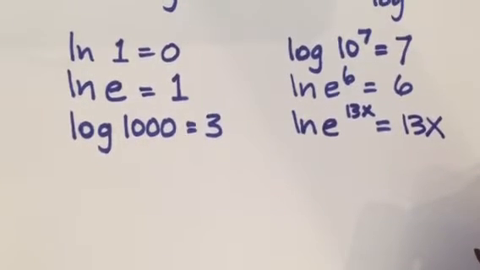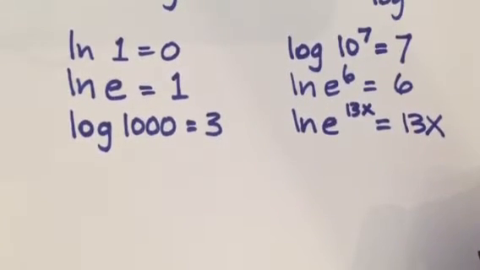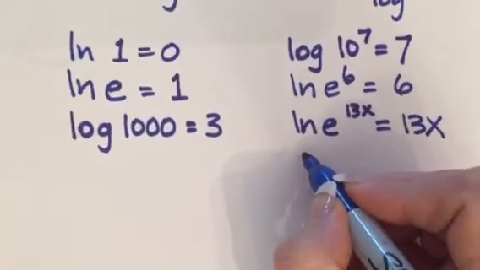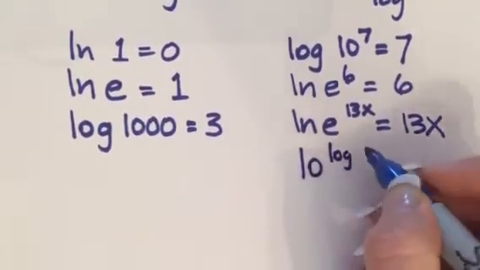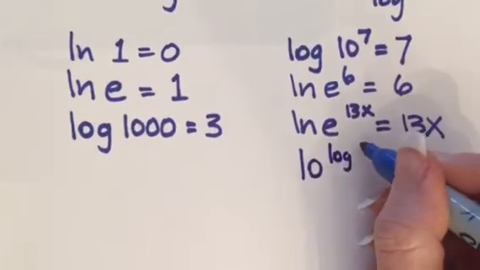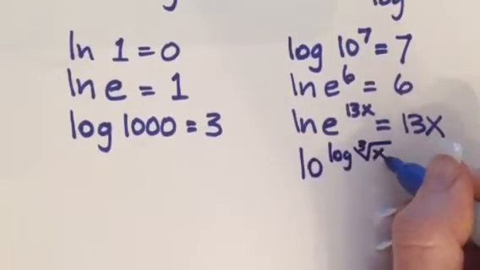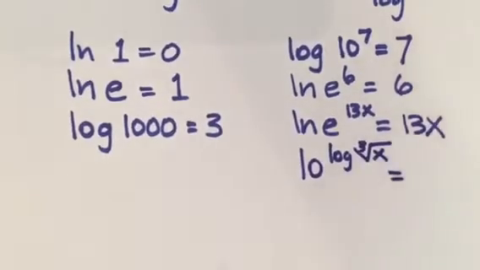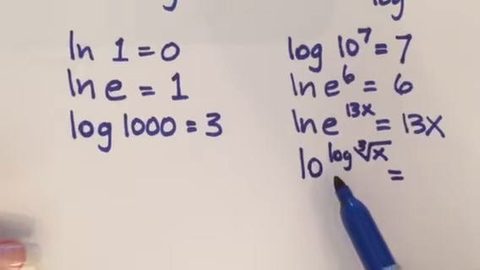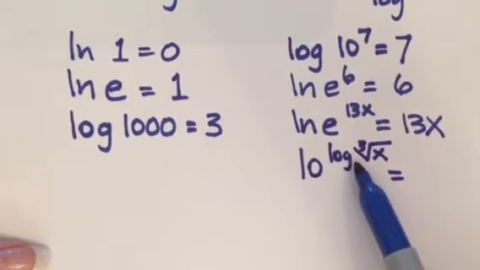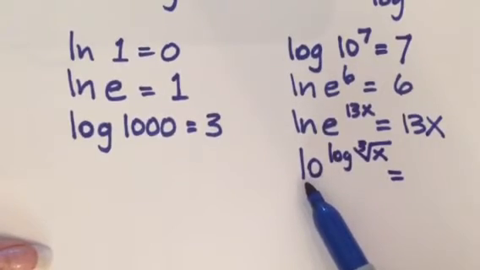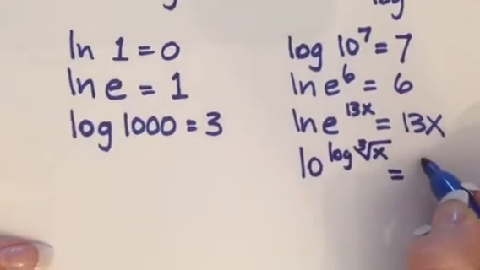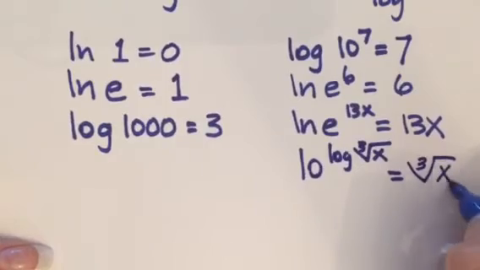Last one of these, and it's going to look really scary, but it's really not. How about 10 raised to the log of the cube root of x? What is that equal to? Many of you are starting to catch on that this has a base of 10. So we have a logarithm with a base of 10 and an exponential expression with a base of 10, so we're left with just the exponent.